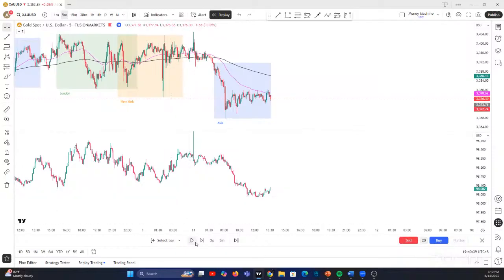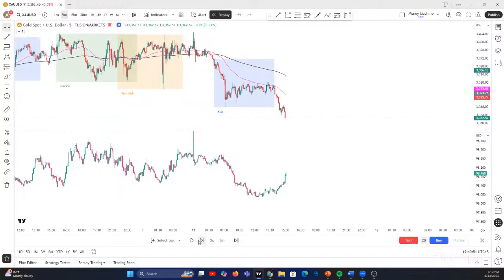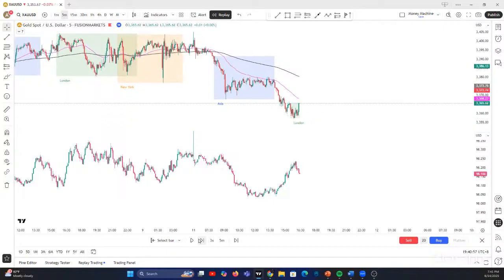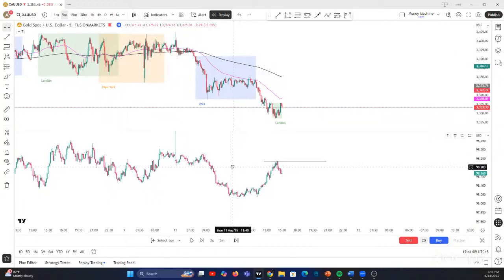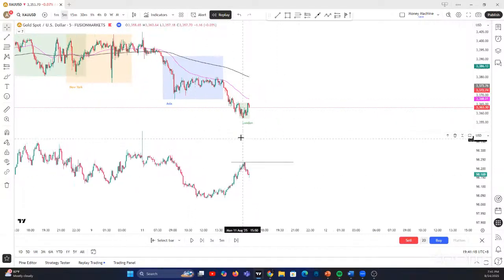DXY is so small. Why? Okay, we have structure. So always mark the higher high or the higher low, depending on the trend. So DXY has some resistance, which means gold is going for the uptrend. All right, let's try that.